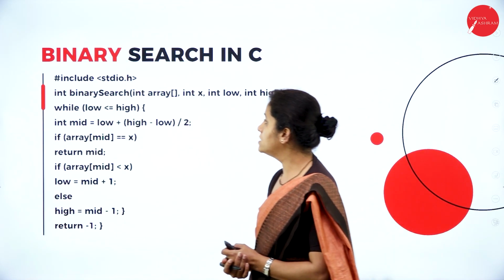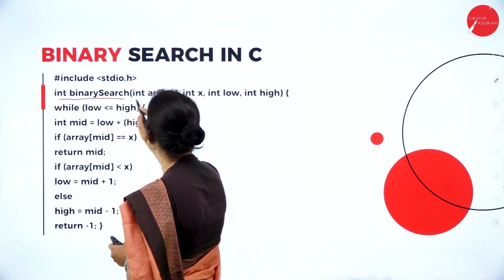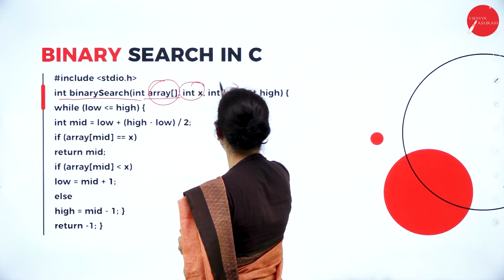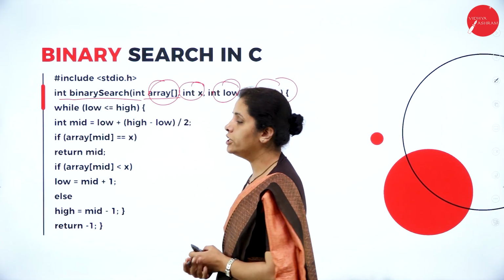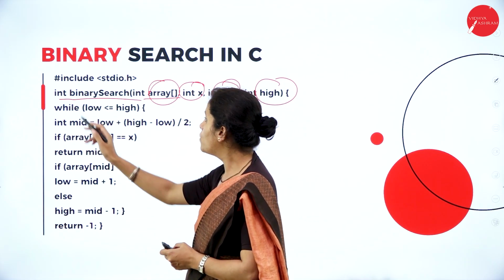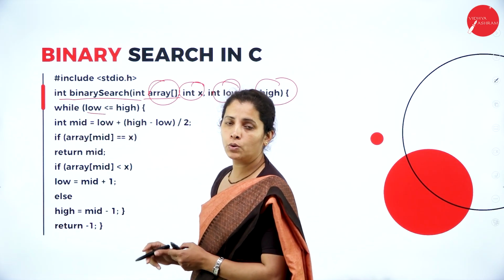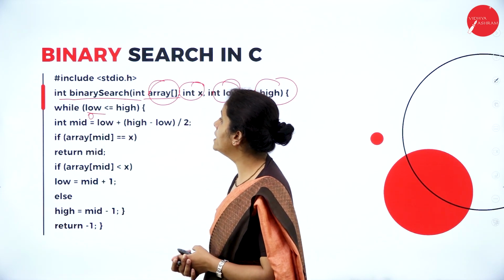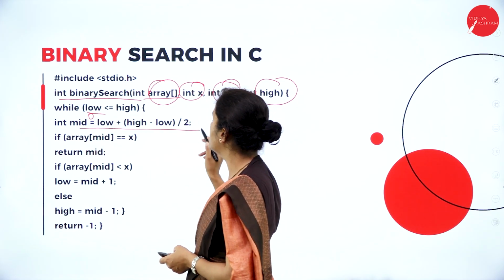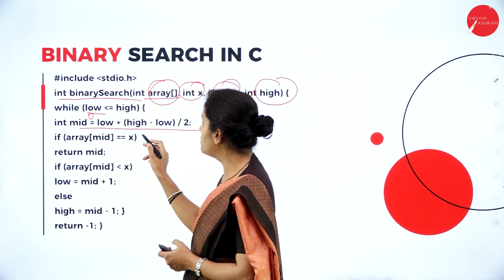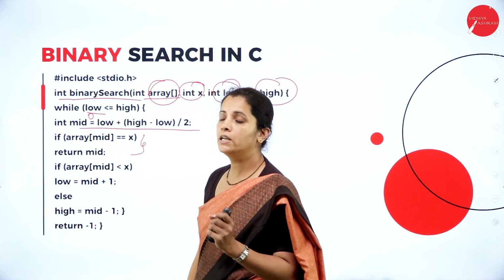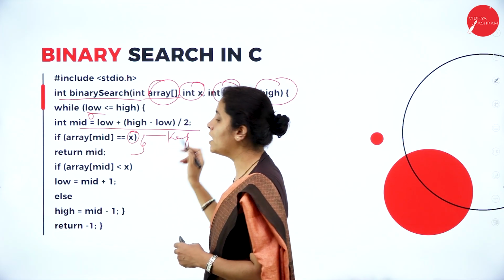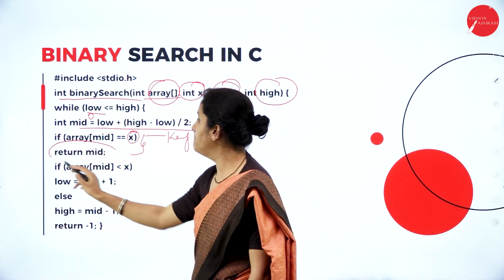Okay, fine. So this is the code. int binary search, I'm going to have the array element, the key, low value and high. Initially I'll check while low is less than or equal to high, index always low, that is 0, less than or equal to high, it is true. Then I'm going to find the mid value. Next I'm going to compare mid equal to key. If key is found, x is nothing but the key, I'm going to return the mid.